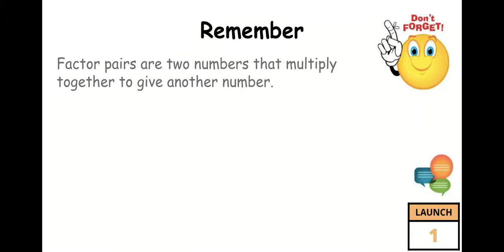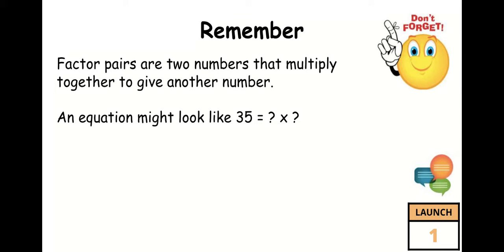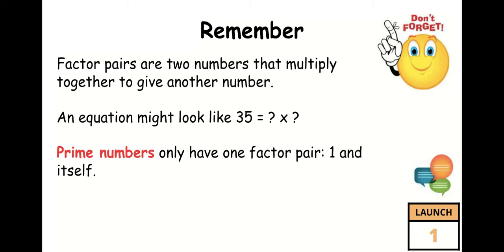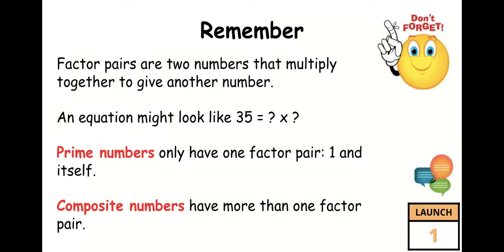So remember, factor pairs are two numbers that multiply together to give another number. An equation might look like 35 equals blank times blank. Prime numbers only have one factor pair, 1 and itself. Composite numbers have more than one factor pair.